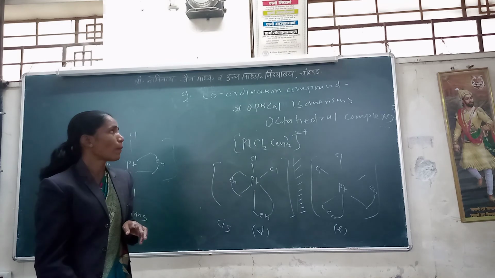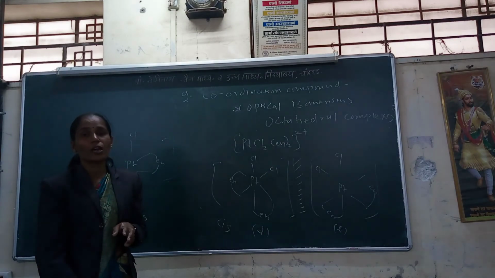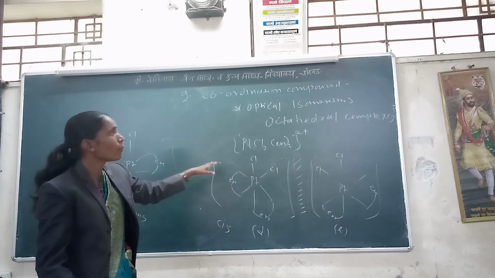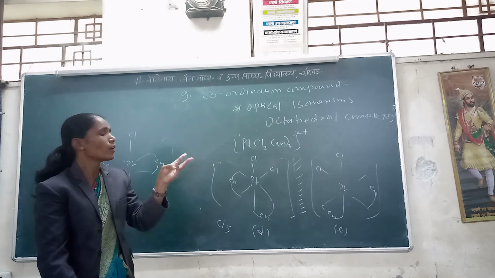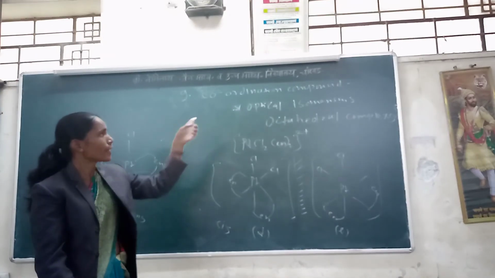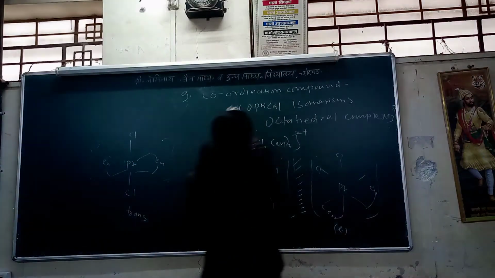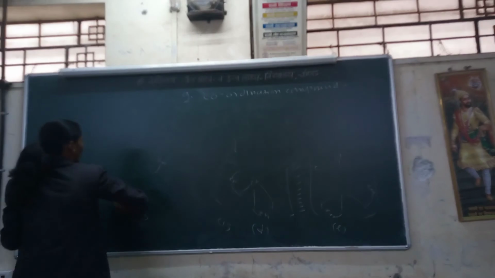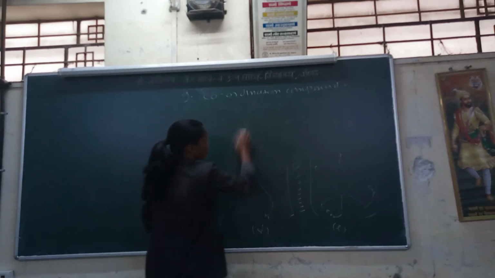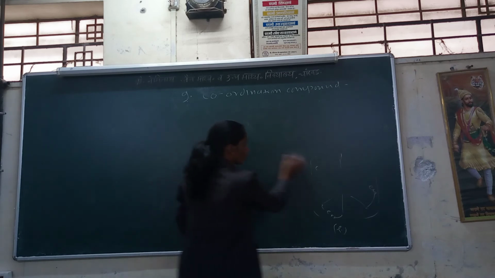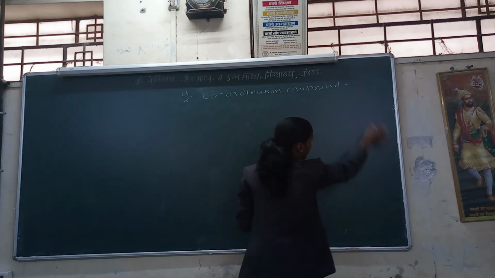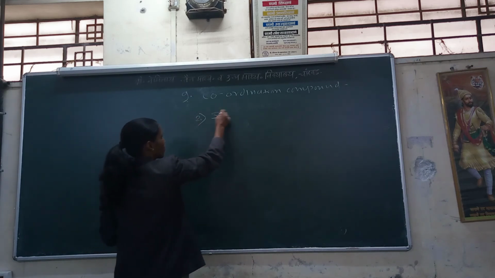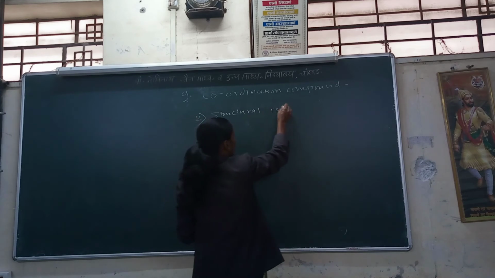Therefore, the next point of isomerism is structural isomerism. Up to this point, we have learned about two types of isomerism. The first is stereoisomerism, which contains two: first geometrical, second optical. And the second is structural isomerism.